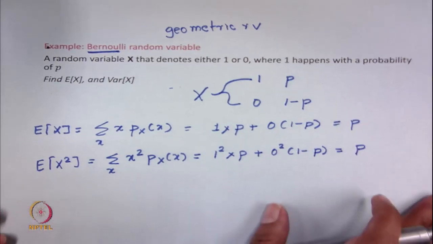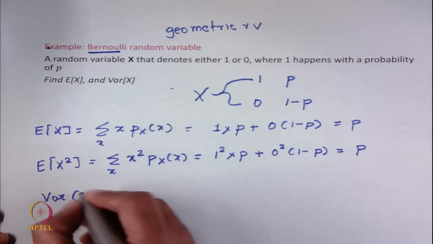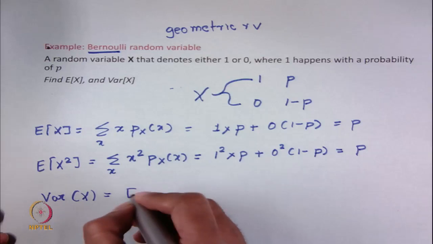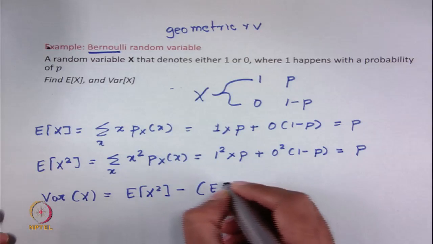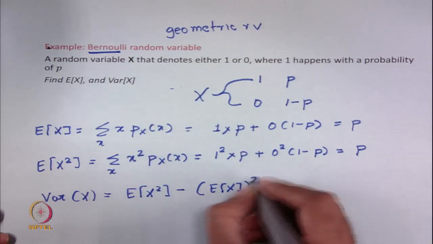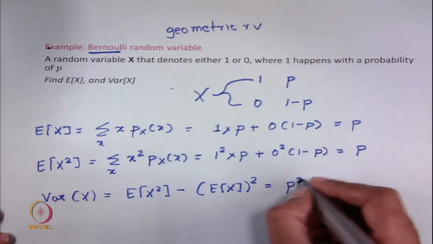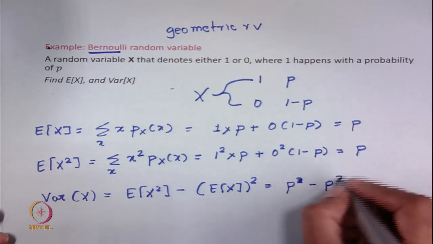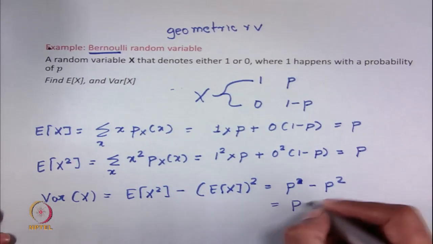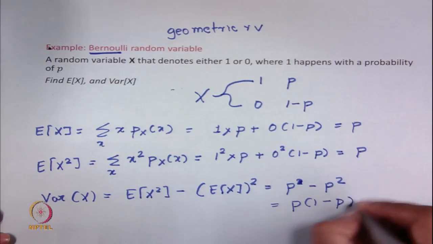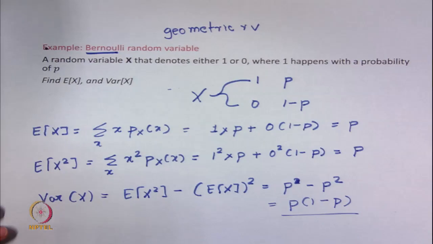Good. Then let us see what is the variance. Variance is the second moment minus square of the first moment. So, we have p square, sorry, we have p minus p square, and this is nothing but p times 1 minus p. So, this is the variance of a Bernoulli random variable.